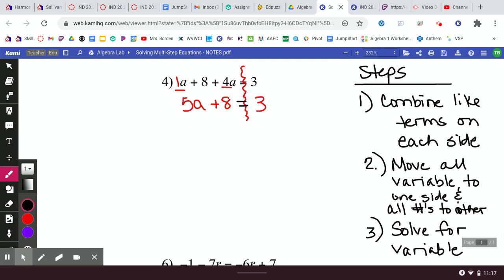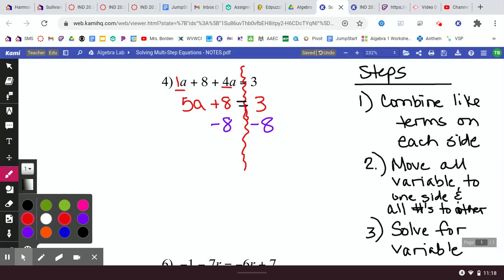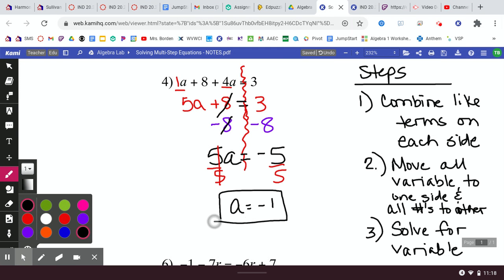Now we're ready to actually move all the variables to one side, which in this case, there's only those 5A's, and they're already by themselves over there, and then move all the numbers to the other. So now we're actually ready to subtract 8 and subtract 8. And remember, our equal sign still stays that scale. And when we do that, the positive 8 and the negative 8 cancel out, and we're left with 5A equals, and then 3 minus 8 is negative 5. And then we divide by 5 because we want to get A by itself finally, and we get A equals negative 1. And that's our final answer here.